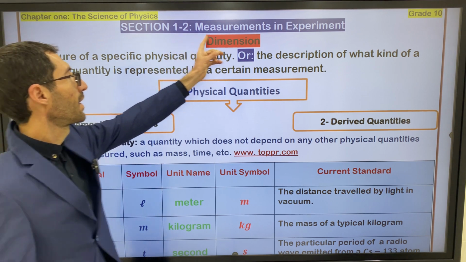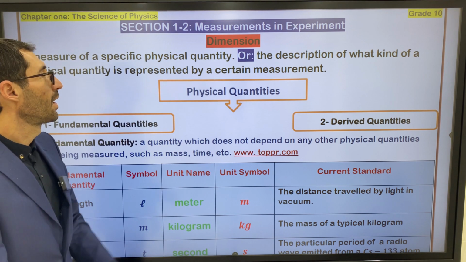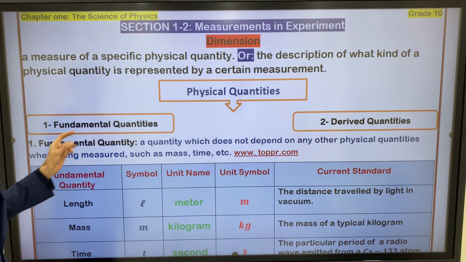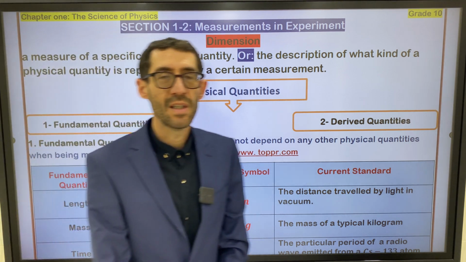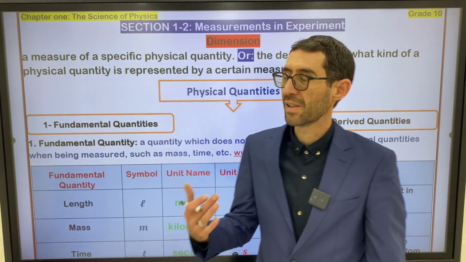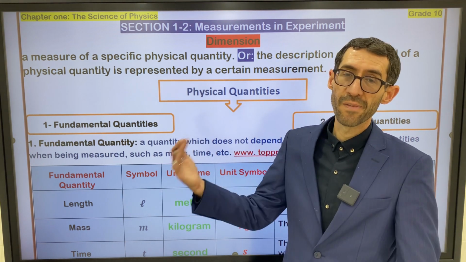Section 2 is about measurements in experiment, right? Let's dive in with this lesson. Firstly, I want to explain dimension. What's dimension? Let's read the definition of dimension.